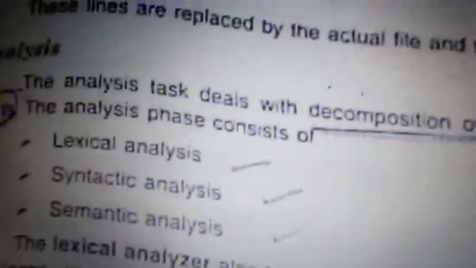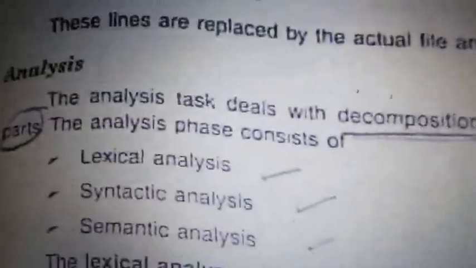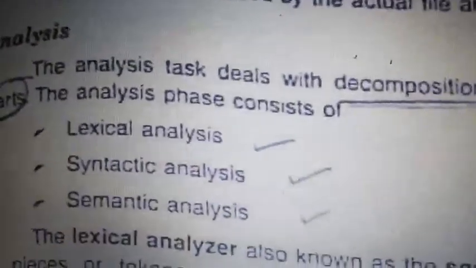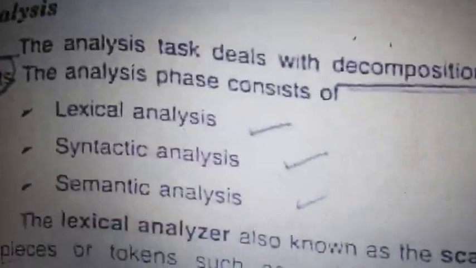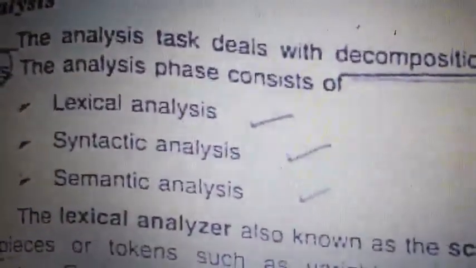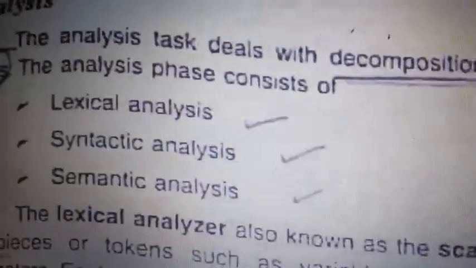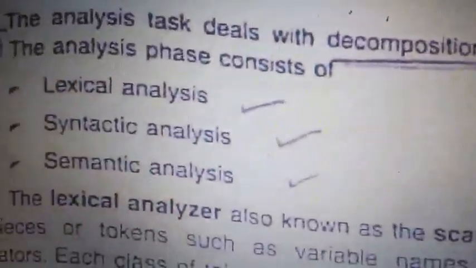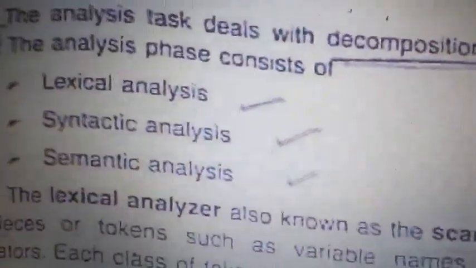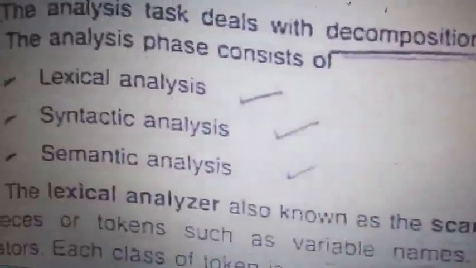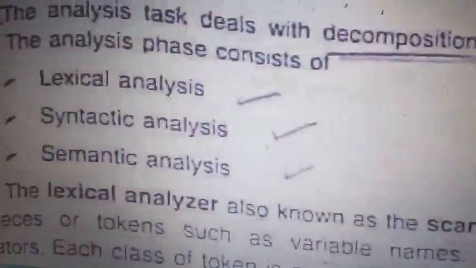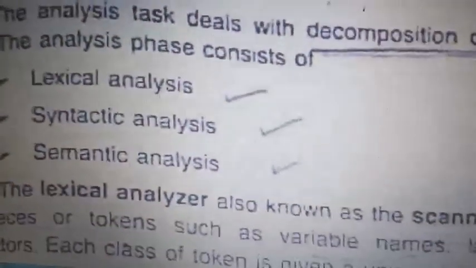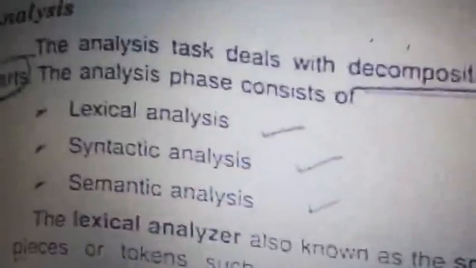Next is the analysis phase. The analysis phase is again divided into 3 phases, so in total 7 phases are there. Generally we talk about 2 different phases, analysis and synthesis. The analysis phase performs 3 different phases, and the synthesis phase performs 3 plus 1, 4 different phases. So 4 plus 3, totally 7 different phases.